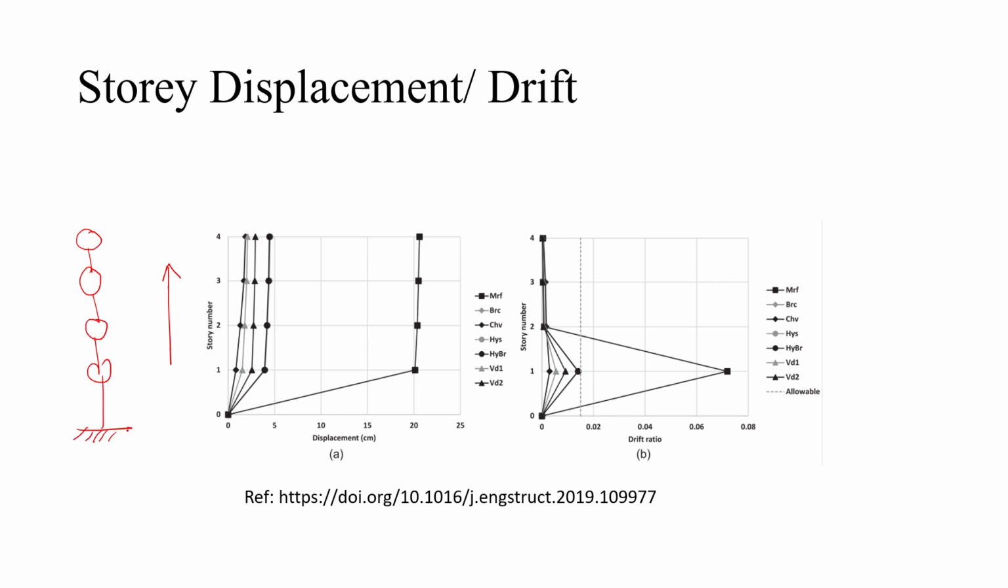I have represented it like this. This is your first story, this is your second story, third story, and fourth story. And below this, on the x-axis, you will see the displacement in centimeters. It means your structure has displaced something like this.